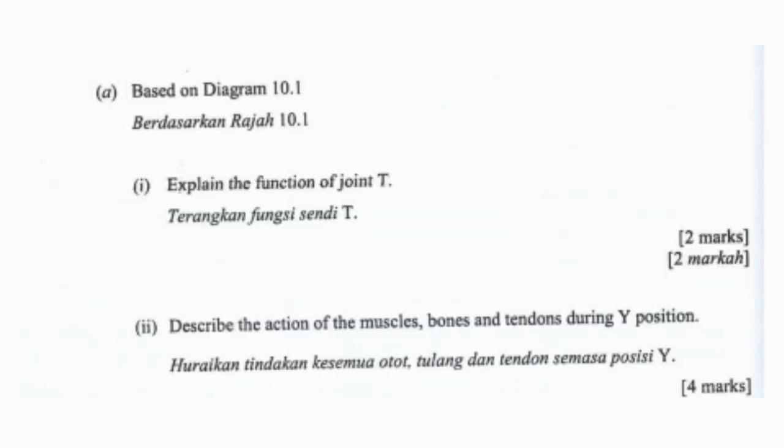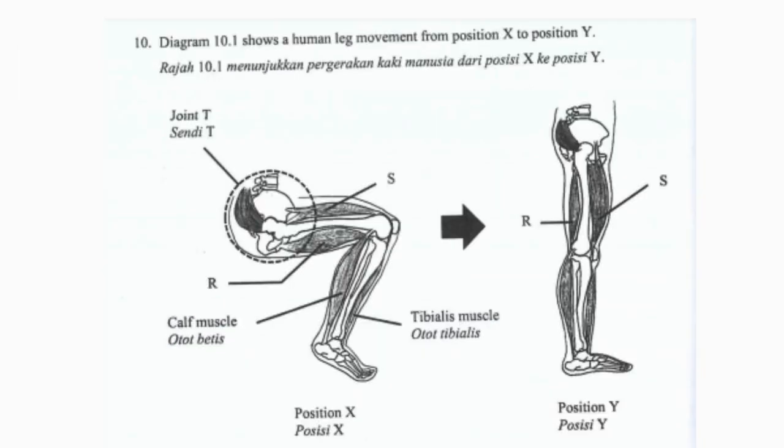Now that we've settled A1, let's look at the second one. Describe the action of muscles, bones, and tendons during Y position. So, not only have we observed that joint T is a ball and socket joint, but we can also observe that in position X, the individual seemed to have his biceps femoris contract, whereas in position Y, where the individual seems more relaxed, it is because the biceps femoris is relaxed.